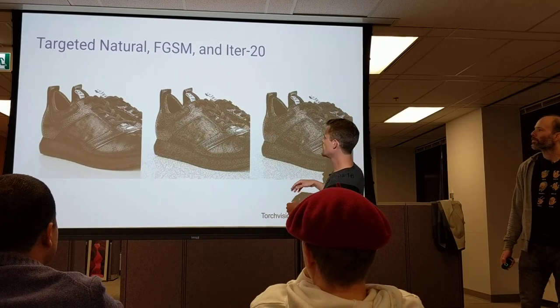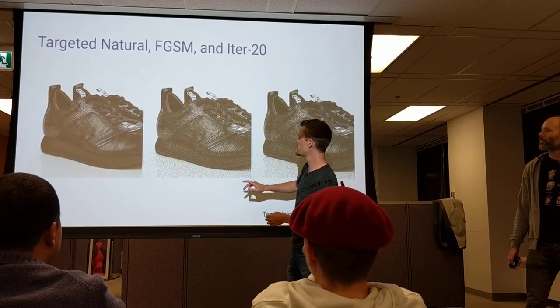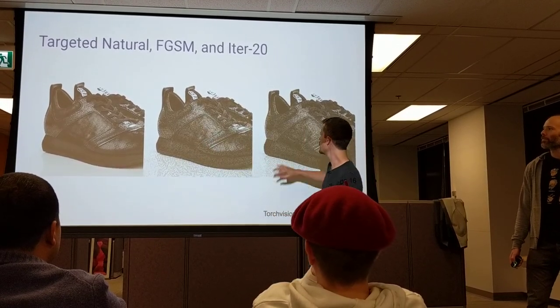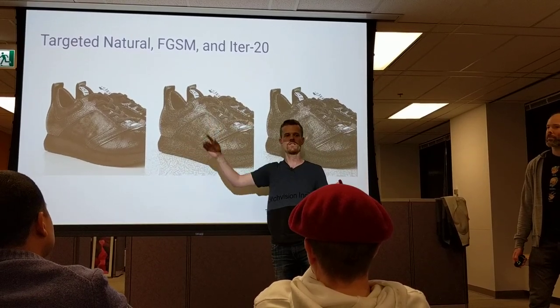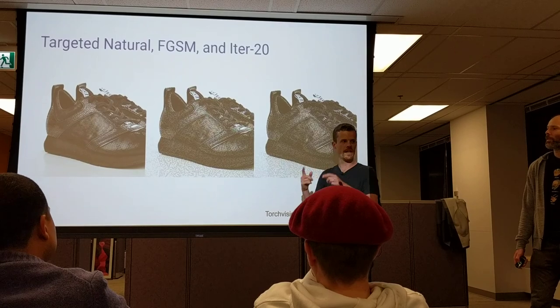So the natural image, the FGSM, which is just a single step, and then I ran 20 iterations with some step size. Maybe on the next one, you can tell there's a little bit more. This is blotchier normally, and this one is a little bit finer, because this is just one big step, whereas with these there's a little bit of chance for more.